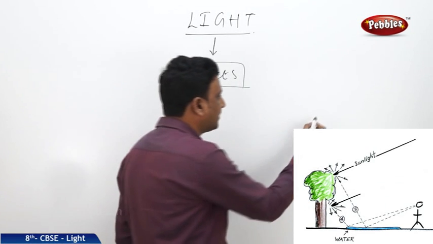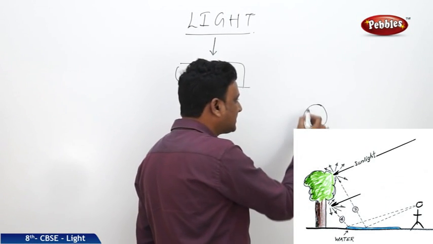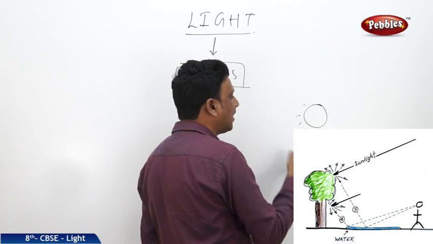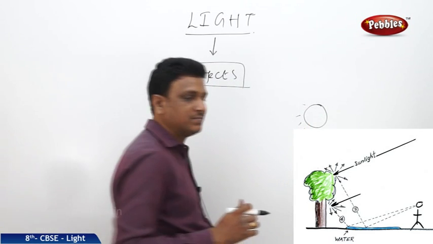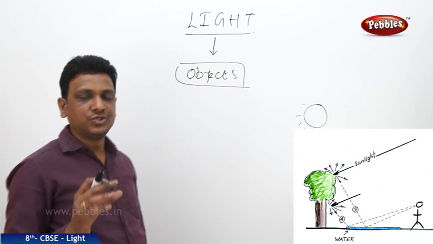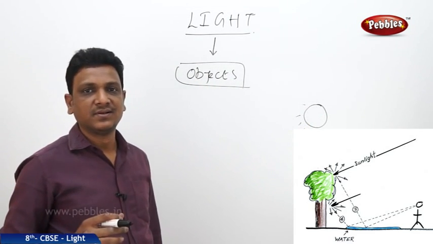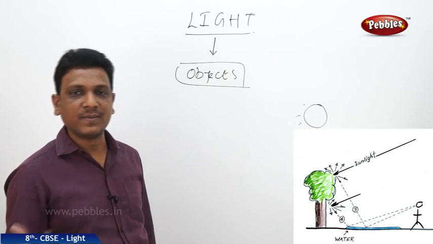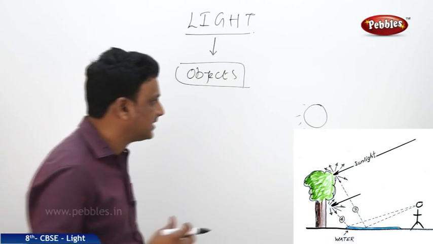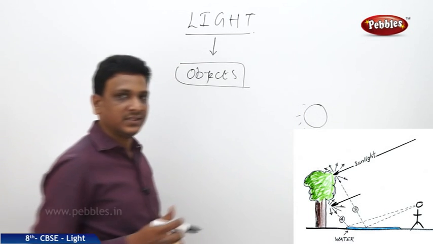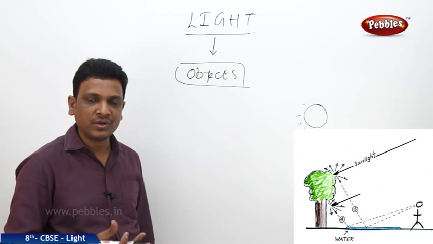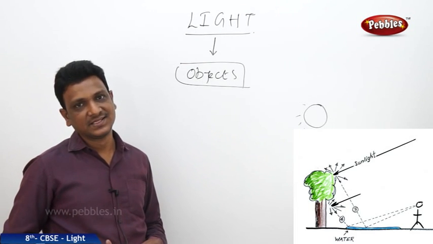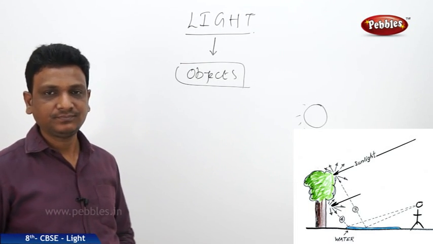For example, you are looking at this ball. This ball must emit light on its own, or from some other source, the light must be falling on this object. A body should be self-illuminating, or it should be illuminated by some other source of light. Then only you can see this object. Either the object has light on its own or is lit by something else. Then only you can see.